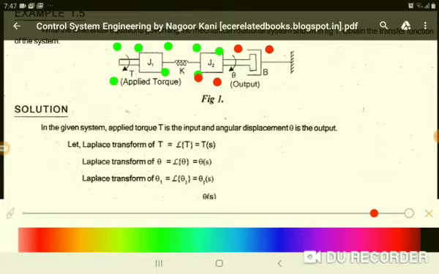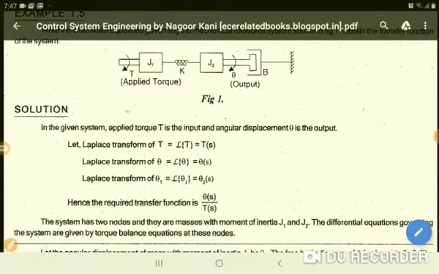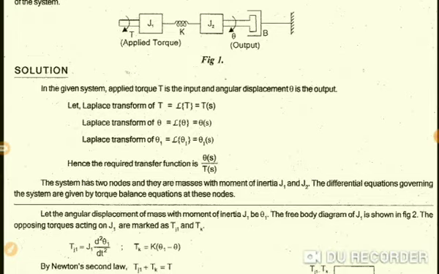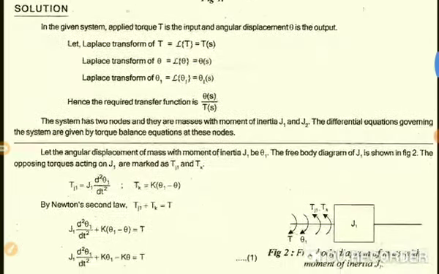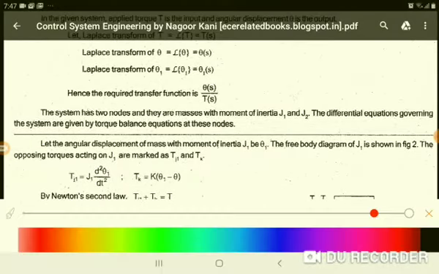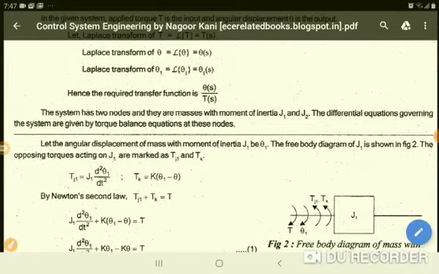We are asked to find the transfer function. The input given here is torque, and the output is angular rotation. So the required transfer function is theta of s by T of s. For J1 and J2, we need to draw two free body diagrams.